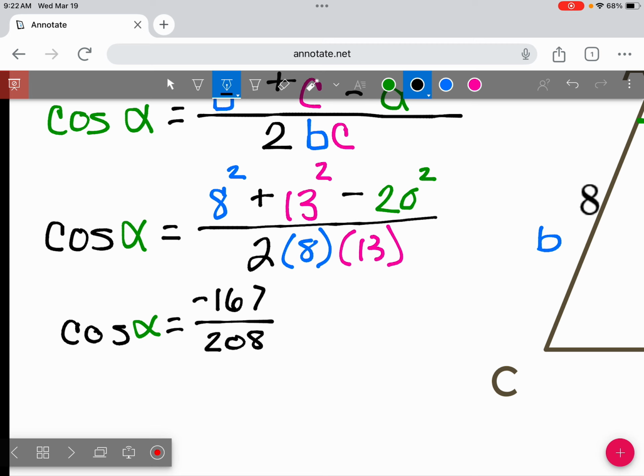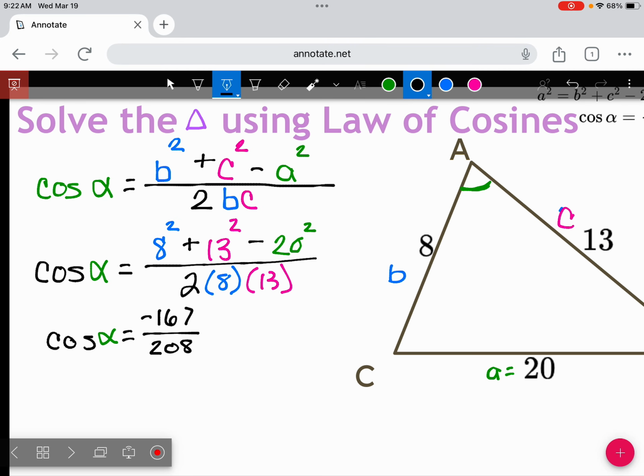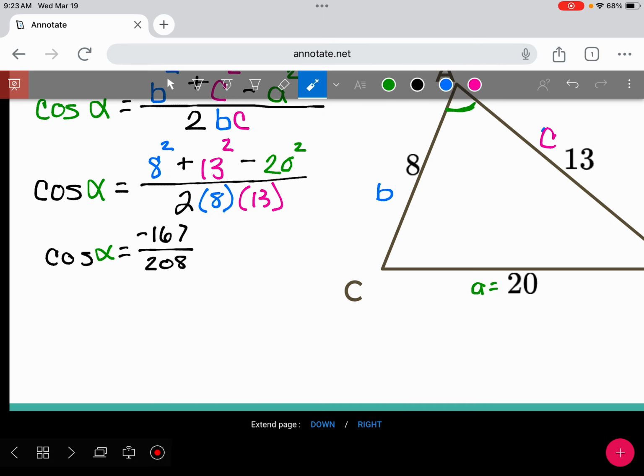But we can't have a negative. Why? When I take the inverse of cosine, are there never negative values? No. I guess not. In quadrant 2, are your cosines positive or are they negative? Negative. So can I have negatives? Yeah. So don't freak out on that. Yes, you can have negatives.